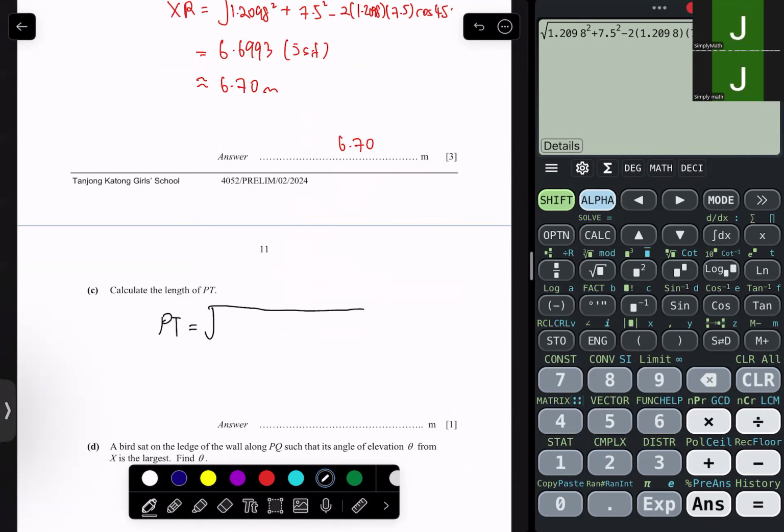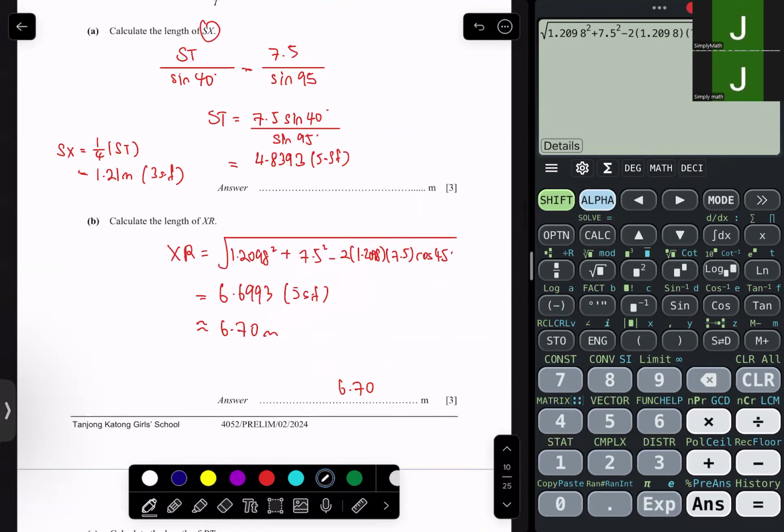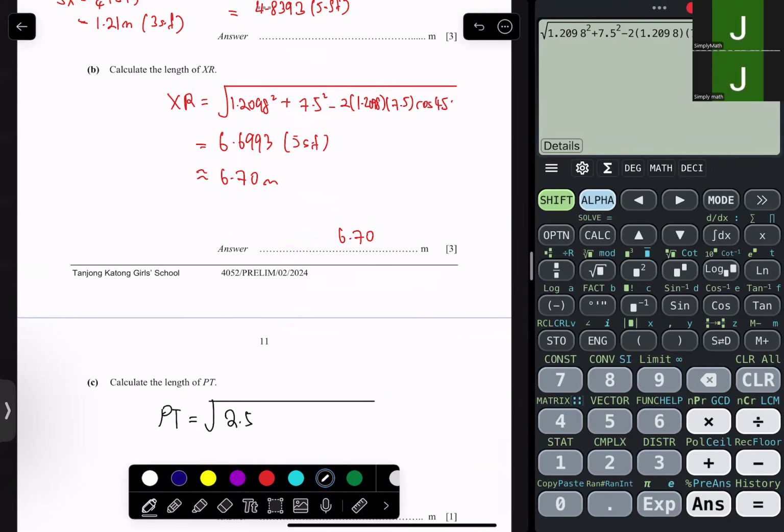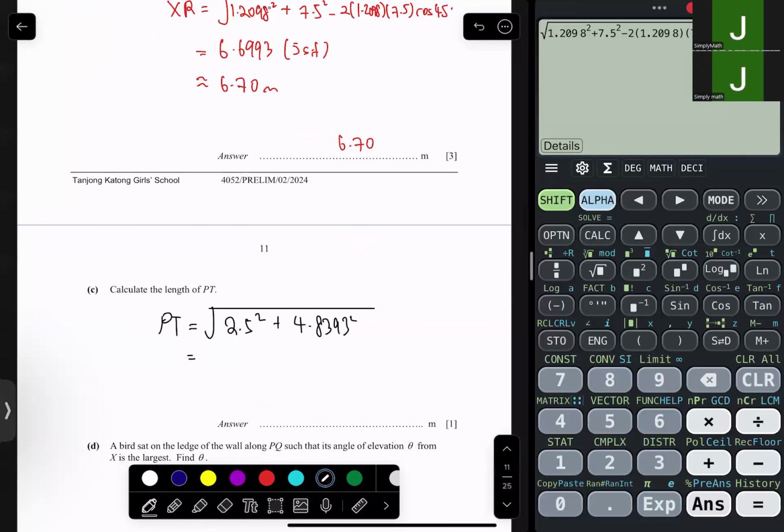So PT equals the square root of 2.5 squared plus 4.8393 squared. So we get 5.4469, right? Which rounds off to 5.45.